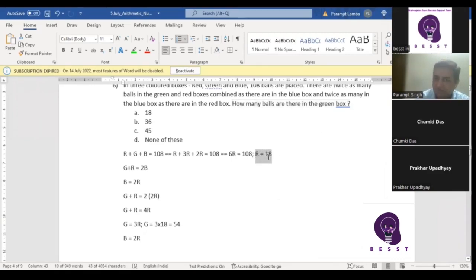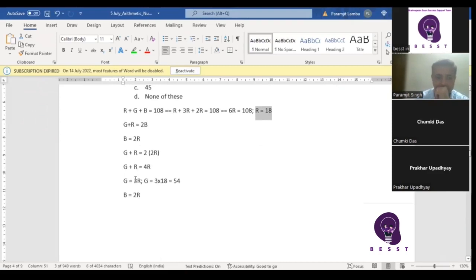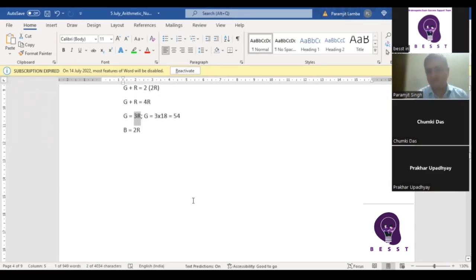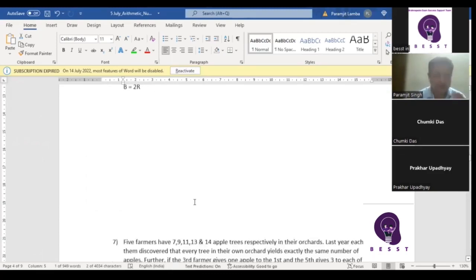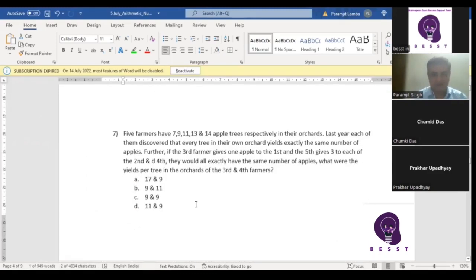So this was the value of red. Putting red in this equation, green is equal to 3R, we get the answer to G, which is 54. So please be careful of these traps, which are called traps of easy wins. When you are getting an answer, you feel very ecstatic and you just write it and run away to the next question. Like we are doing now, we are running away to the next question.